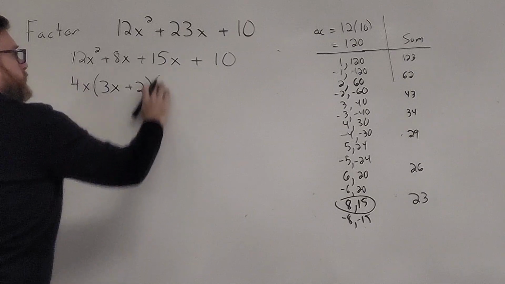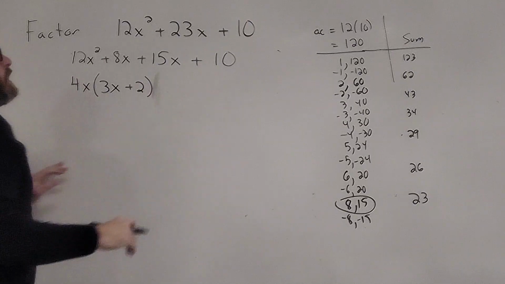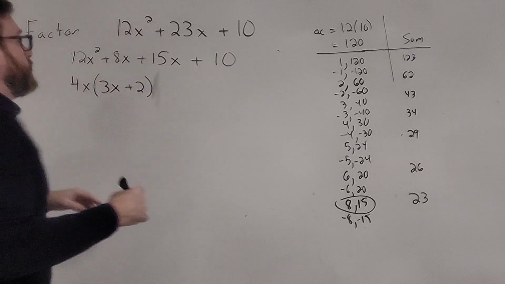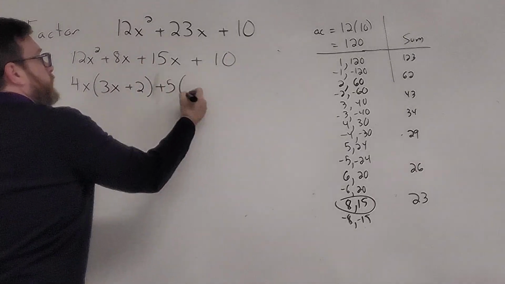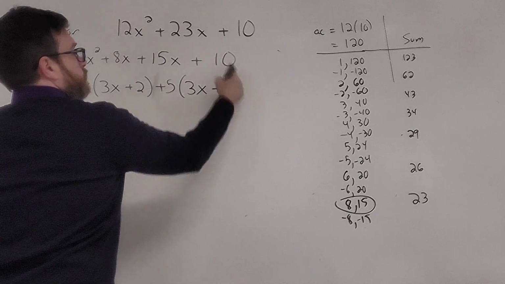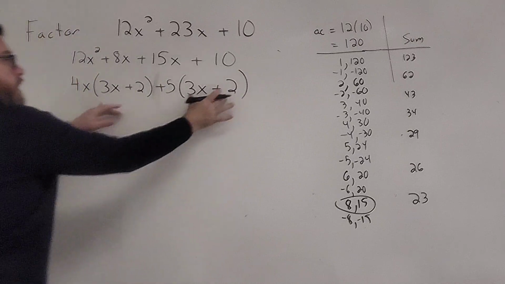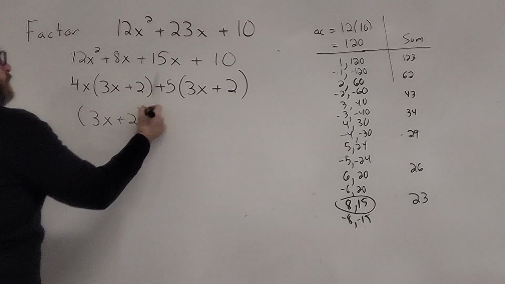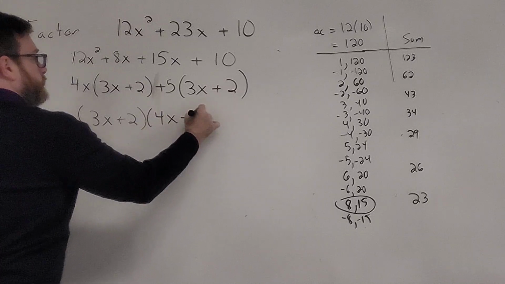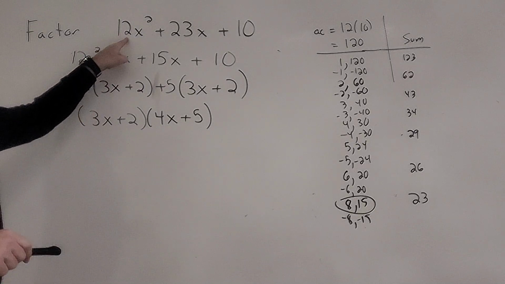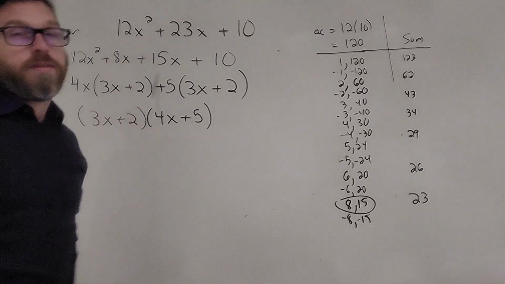Now what I'm looking for is a coefficient so that I get a 3x plus 2. So 15 divided by 5 is going to be 3, so this is going to be a plus 5. And this will give me a 3x, and 10 divided by 5 is going to give me a 2. And they share that 3x plus 2. Factor out 3x plus 2, and I'm left with that 4x plus 5. Which would be a lot faster than that guess and check method, especially with an A that has multiple factors. That's it.